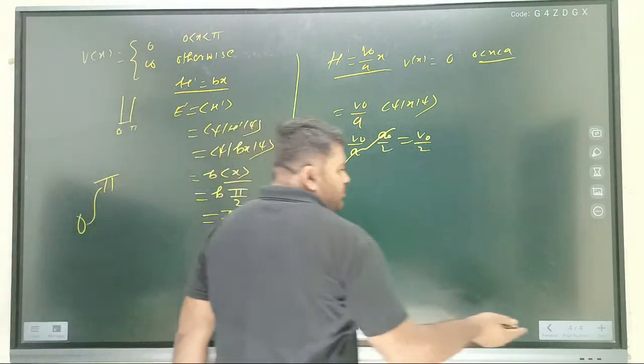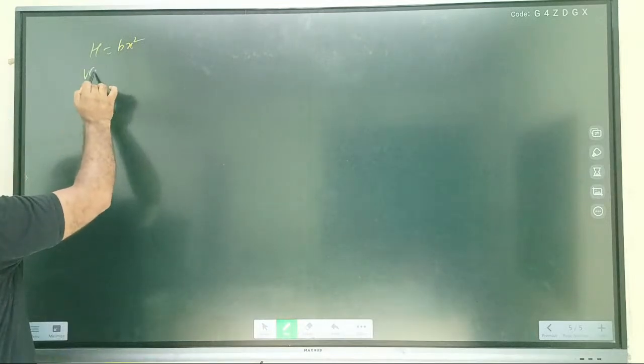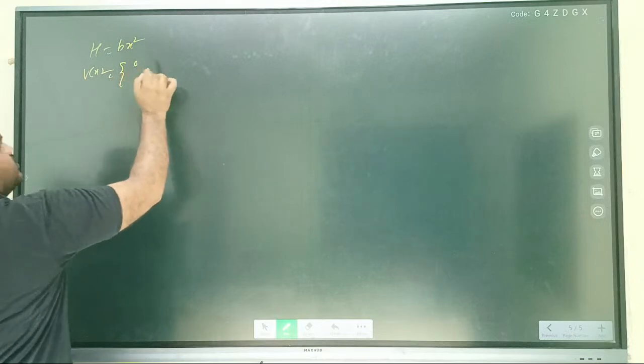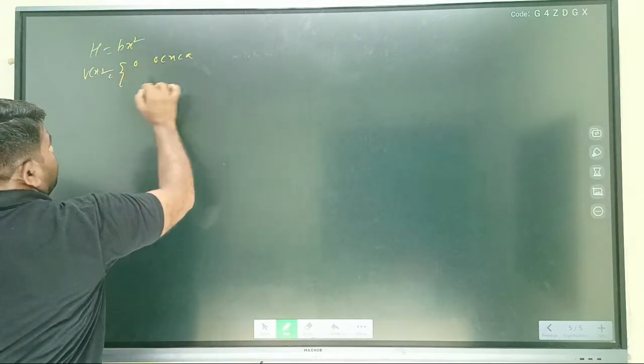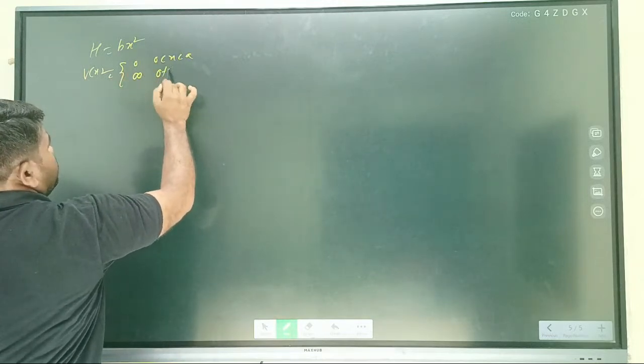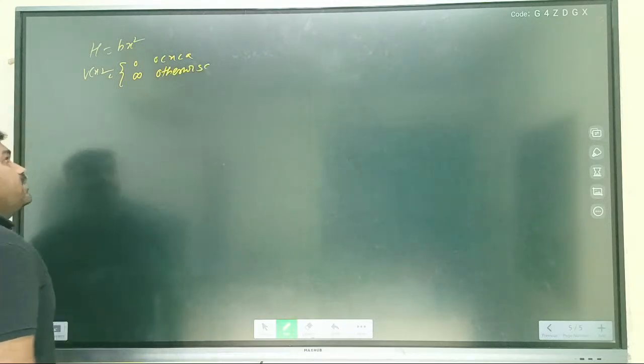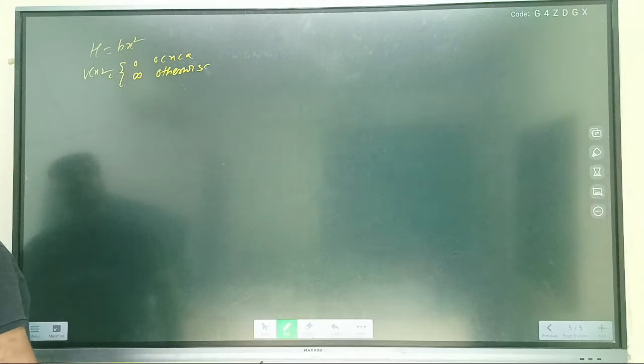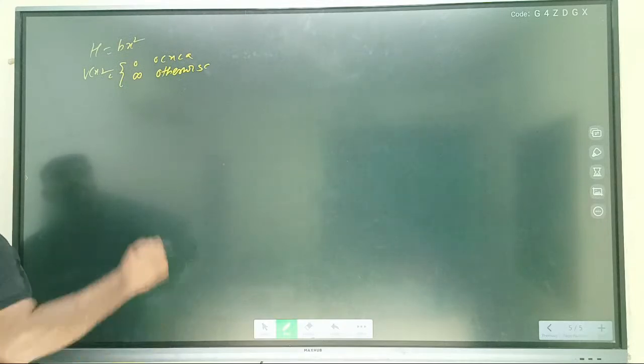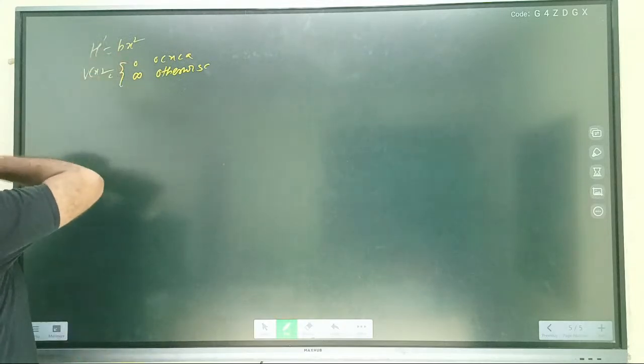Sometimes they ask the question on box system is H prime is equal to beta x, bx square. H prime is equal to bx square. Okay. And what is the potential nature? Potential nature V of x is equal to 0, 0 is less than x is less than a. Okay. And infinity otherwise. Clear? V of x is equal to 0, infinity otherwise. H prime is equal to bx square. H prime is equal to how much?